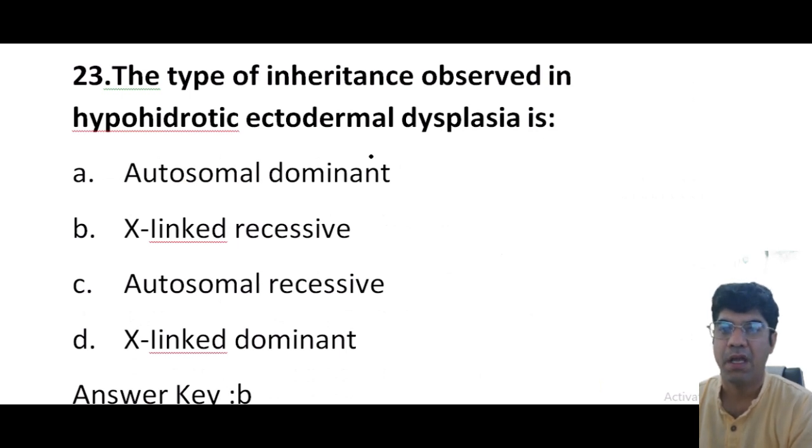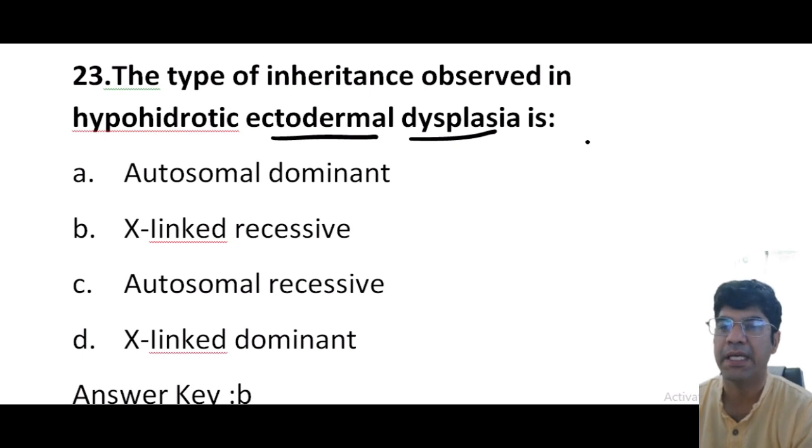Now coming to the next question, the type of inheritance that is observed in hypohidrotic ectodermal dysplasia is, well, we know hypohidrotic ectodermal dysplasia is a genetic disorder that affects the development of skin, hair, nails, teeth and sweat glands. So it commonly affects the skin, the hairs, the nails, the teeth and the sweat glands.